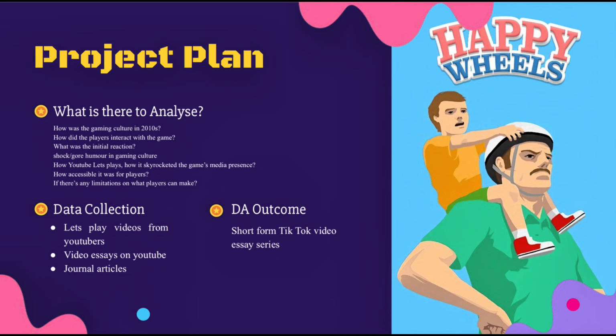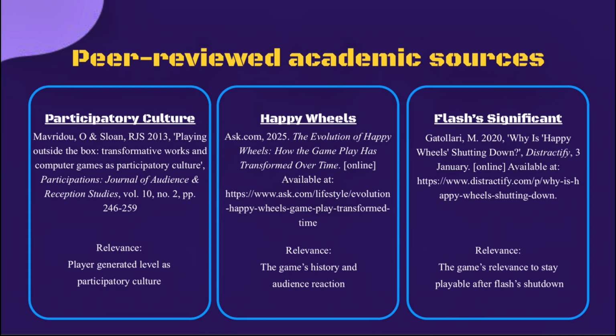Here are the sources I've chosen to kickstart my framework. Firstly, this journal talks about the importance of the audience's creativity in platform making. I think this is helpful as it can highlight Happy Wheels' participatory culture through the community's contribution. Secondly, this article gave me the introductory information on Happy Wheels' origins and the way it changes throughout the years. Lastly, the sources highlight Happy Wheels' adaptability and how it survives even through Flash's death.